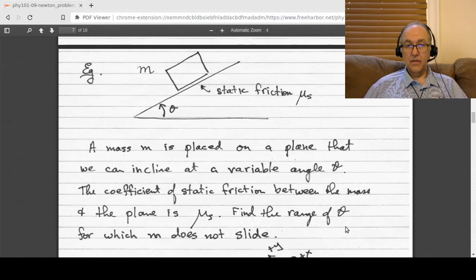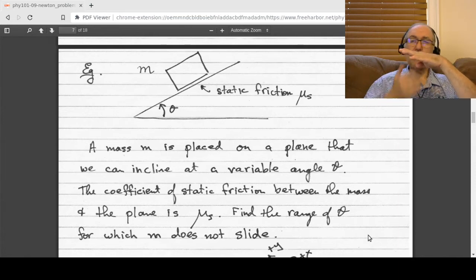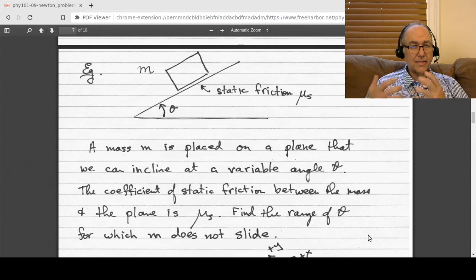Find the range of theta such that the mass does not slide. Think about this. If the table is flat, the mass doesn't slide. If I'm at 1 degree, probably doesn't slide. 2 degrees, 3 degrees, 4 degrees, 10 degrees, okay? As I keep increasing the angle, at some point, the block is going to break free and start to slide, okay? I want to know the angle at which that'll happen.